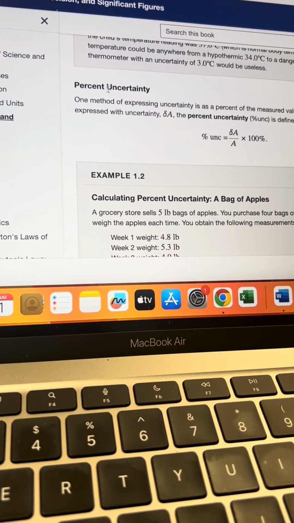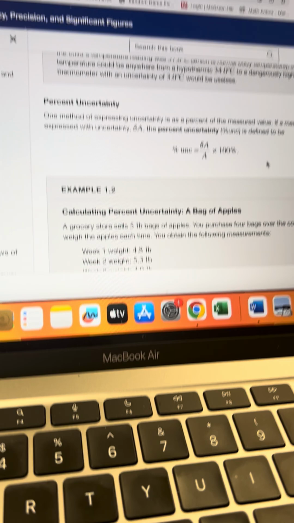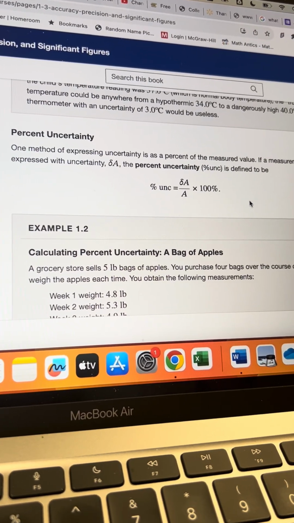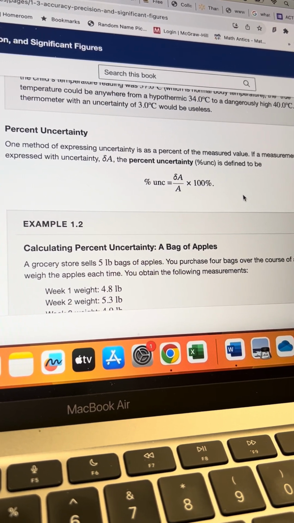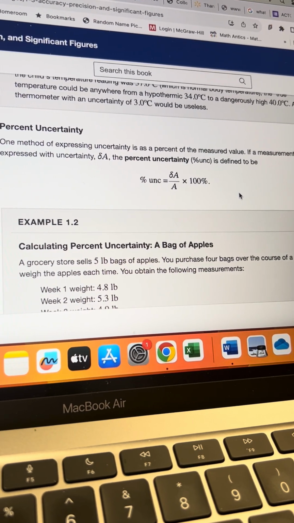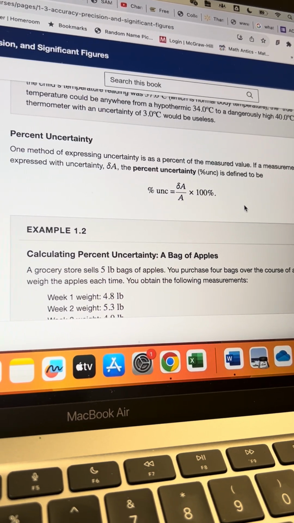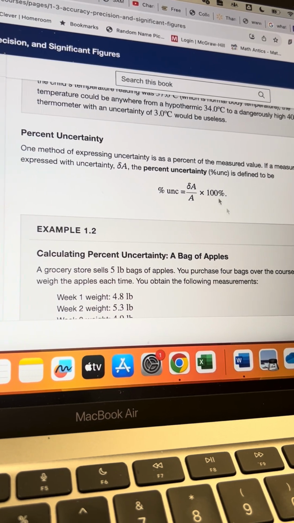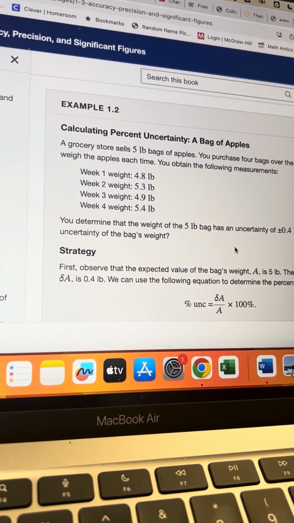A lot of the time, uncertainty is measured in percent. You have to remember back when we did percent: if you take your decimal and multiply it by 100, you turn it into a percent. If you're given a percent and you want to use it in math, some calculators have a percent button, but I usually just turn it back into a decimal by dividing it by 100. We're going to be doing equations here for homework that use percent. Here's an example we did in class.